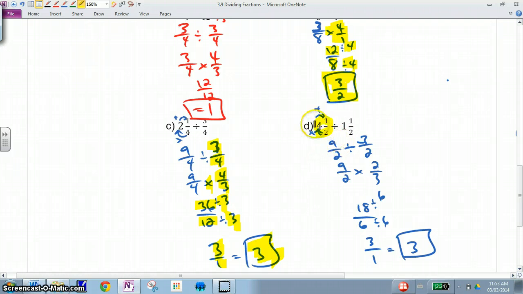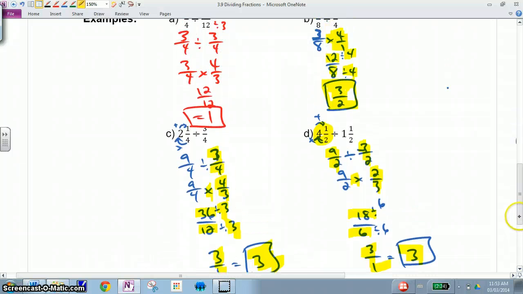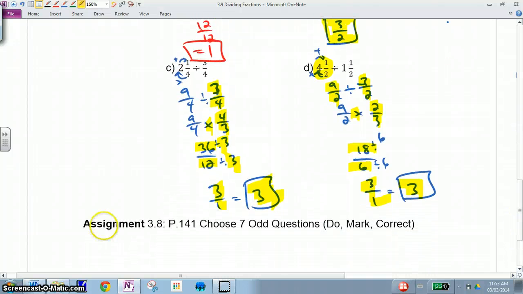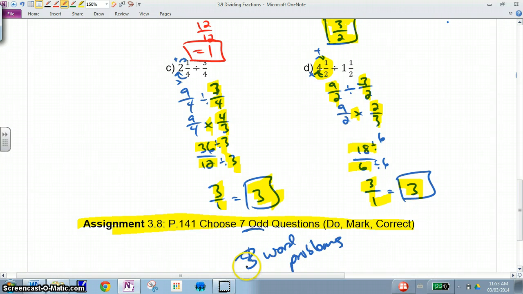Again, we've got to make these mixed numbers into improper fractions so they're easier to work with. For steps, we flip and multiply. Top times top, bottom times bottom, reduce. All right? Once you get the steps figured out, you guys, it looks just like multiplication. Nothing new. Here's your assignment, and sorry, I'm going to add in here. Let's do 4 number problems and 3 word problems. Okay? Good luck, you guys.